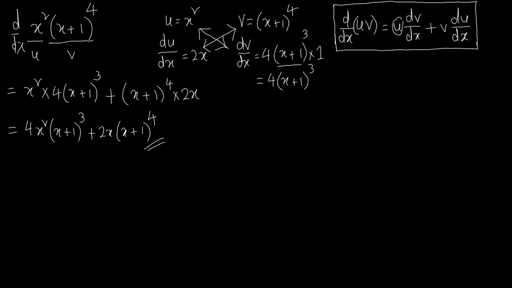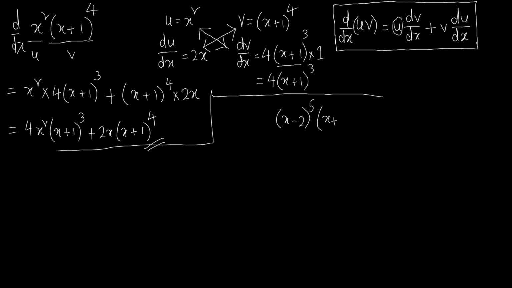Let's consider another question. Say we write one expression, (x minus 2) to the power 5, and another expression, (x plus 1) to the power 4. A similar method we need to apply, d by dx. Again we consider the first one as u, the second one as v, and that is our formula.